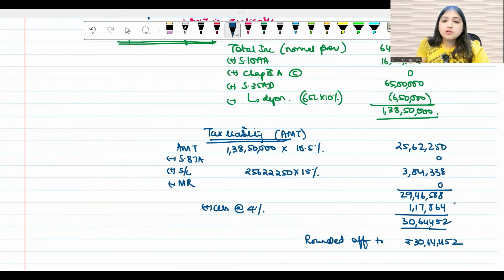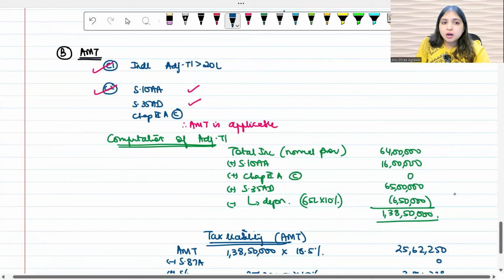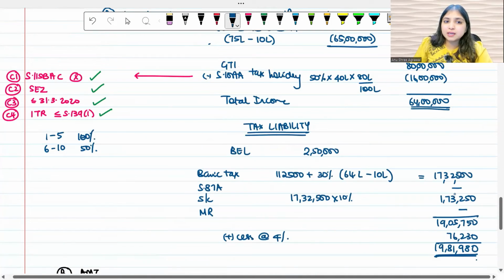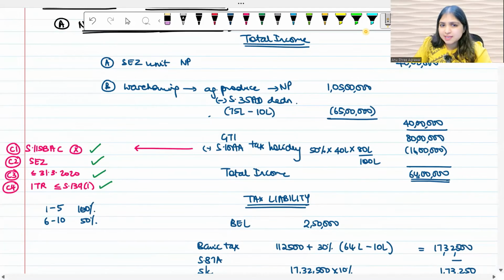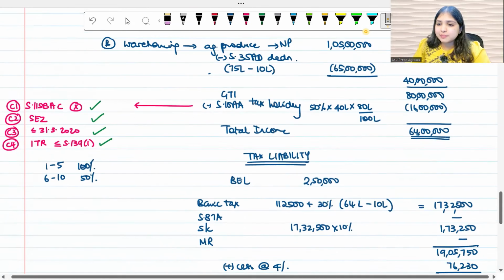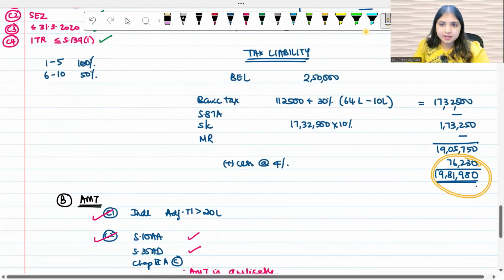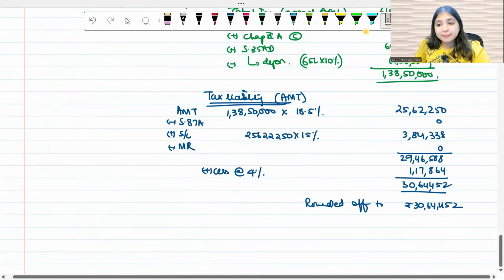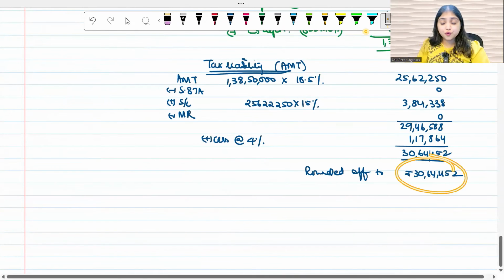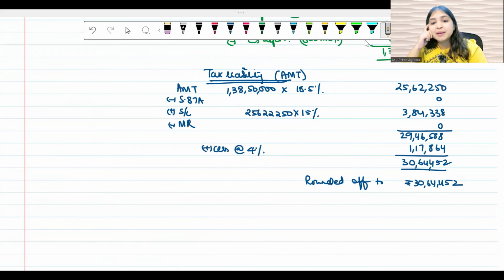All right. Now see, in this situation, if I follow the normal income tax provisions, the normal slab rates, my assessee's tax liability is 19,81,980. But if we do AMT calculation, it is 30,64,452. So obviously, what will my assessee have to pay? My assessee will have to pay AMT, guys. Assessee's tax liability will be as per AMT, right?